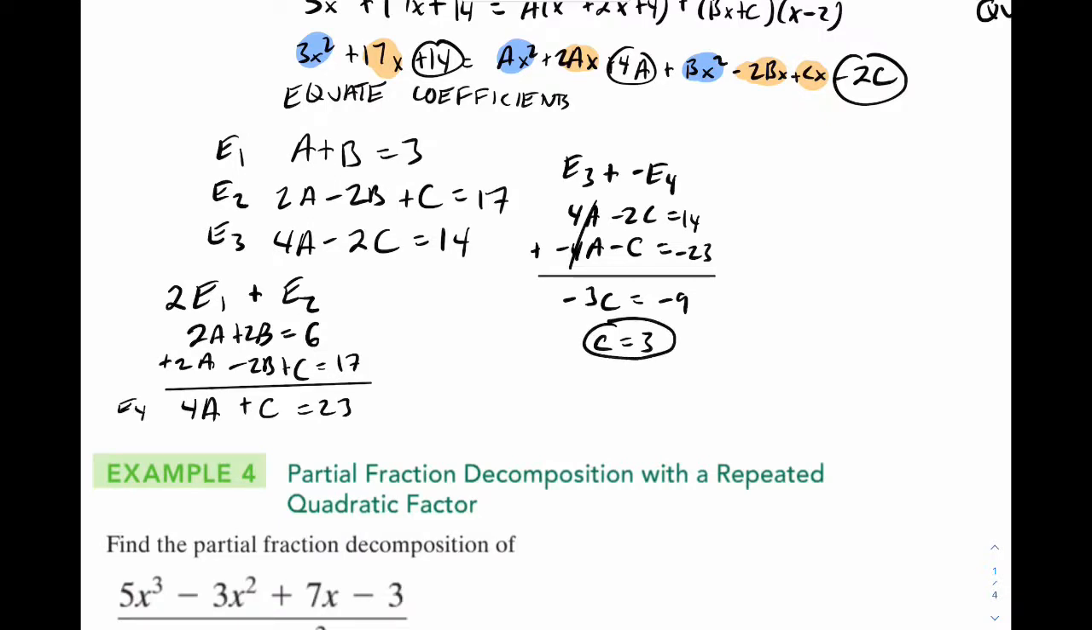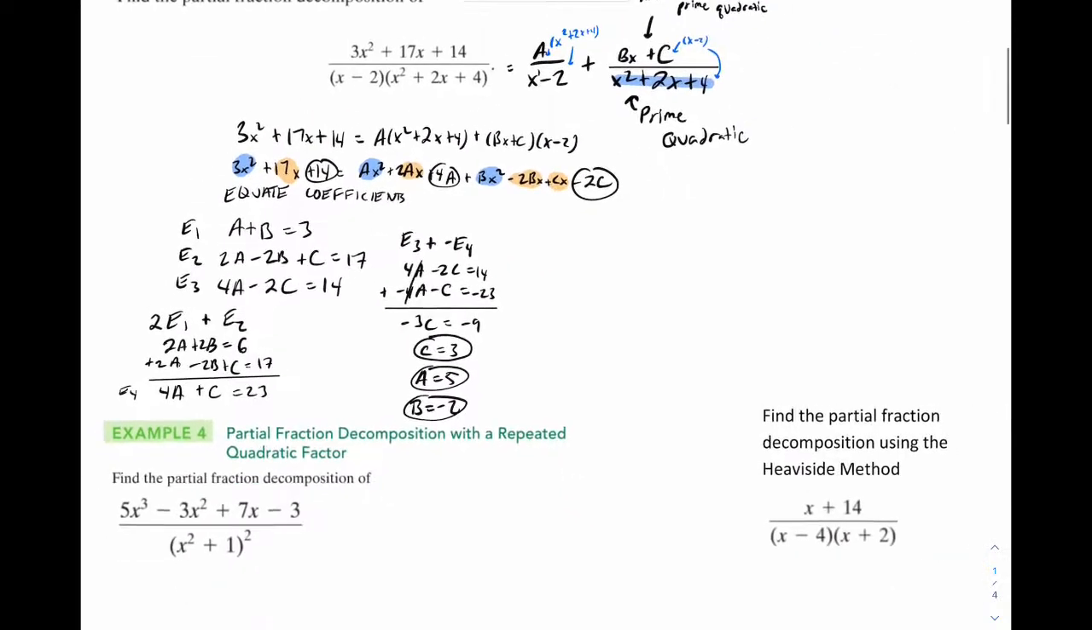Okay, now we back substitute. If C is 3, I can see A must be 5. And if A is 5 here, B must be negative 2. So we did it. Let's plug it all back in. So 5 over x minus 2 plus negative 2x plus 3, and that's over our prime quadratic.